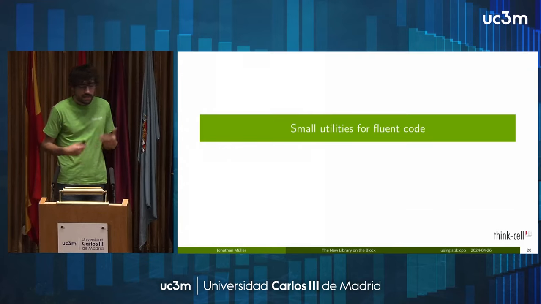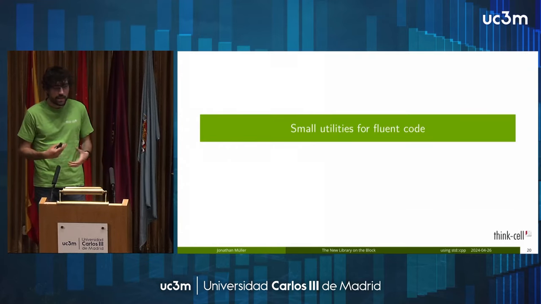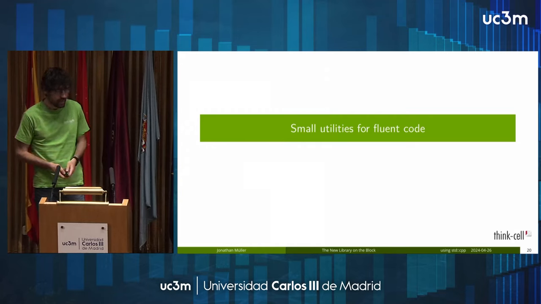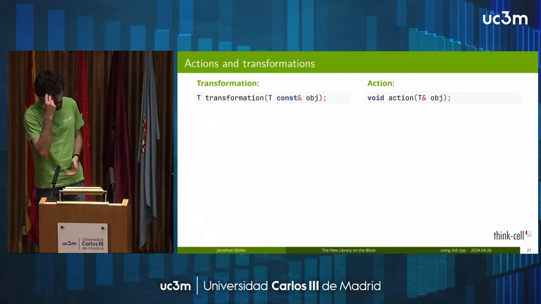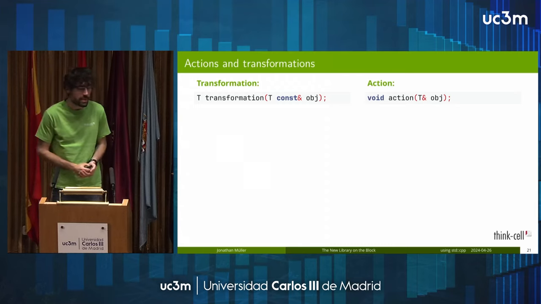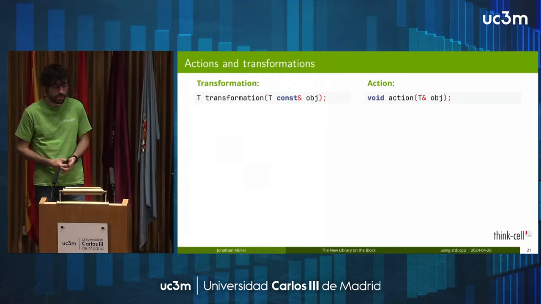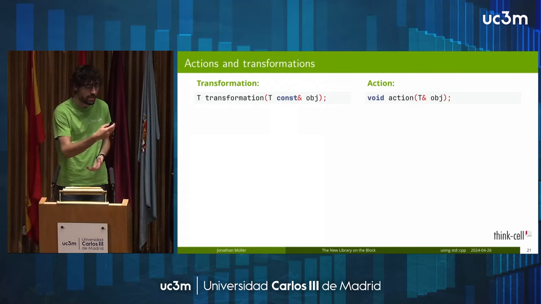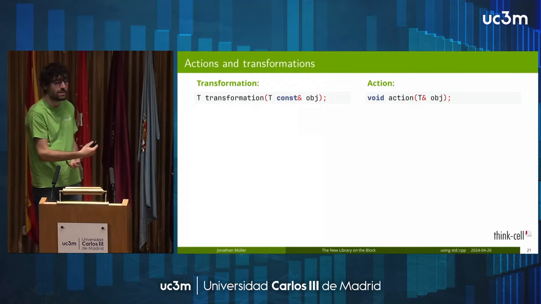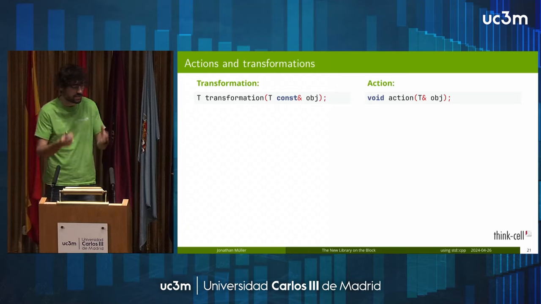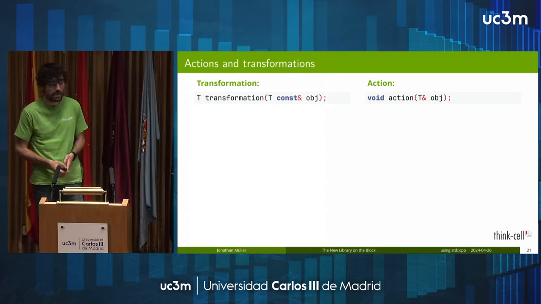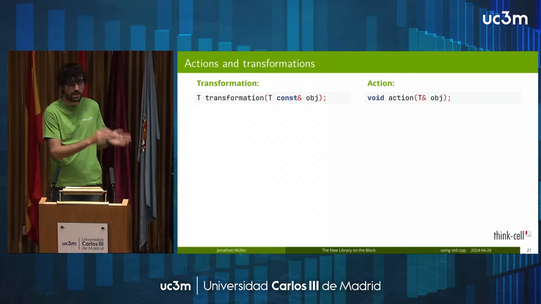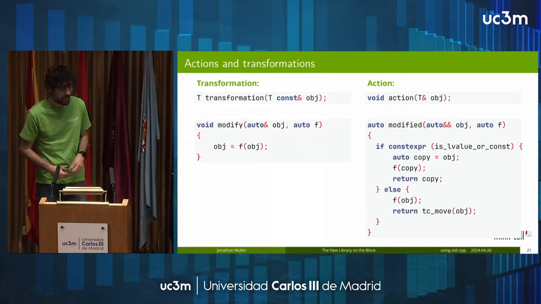So the second thing is we like fluent expressive code. So we've got a bunch of utilities for that. For example, the classical book Elements of Programming makes a distinction between actions and transformations. A transformation is something that takes a value and returns a new value, whereas an action is something that takes a reference and modifies it in place. They're sort of the same, but they're duals of each other. You can write any action as a transformation and any transformation as an action using this function.